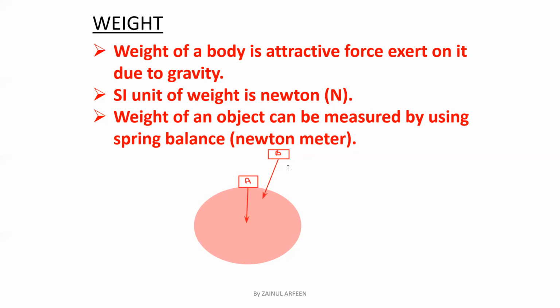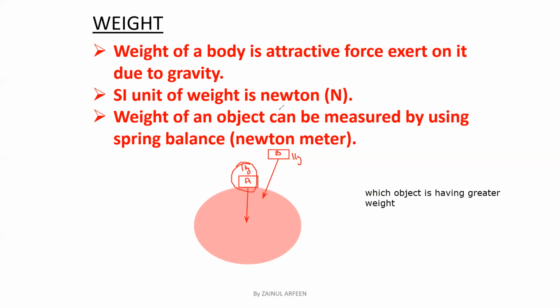My question is, if two objects are there, each object is 1 kilogram. This is a 1 kg object, B is also 1 kg. Which object is heavy, A or B? So which object has a greater weight? The correct answer is A. Why is A the correct answer?